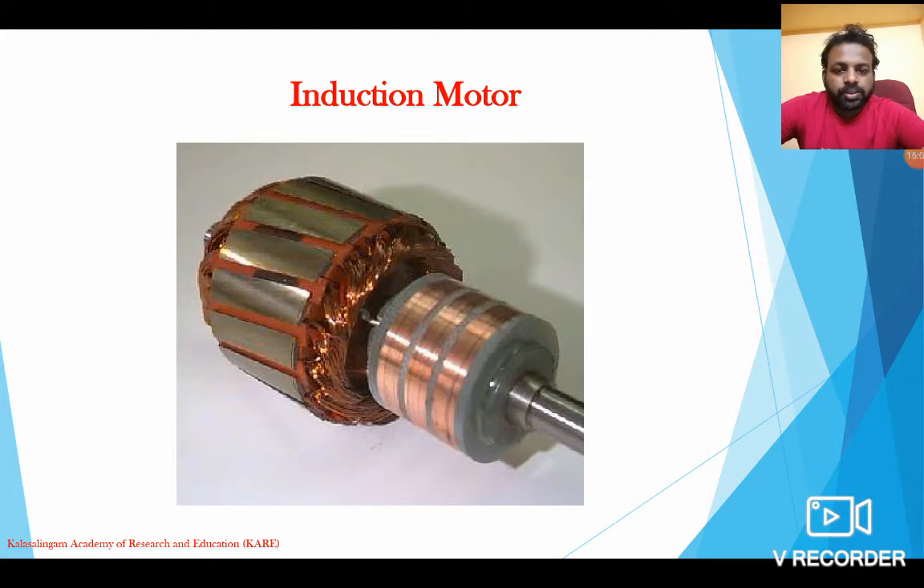So these slip rings create a greater amount of resistance to the current flow through the rotor, right? So that it produces more torque as well as speed compared to the squirrel cage type of rotor.